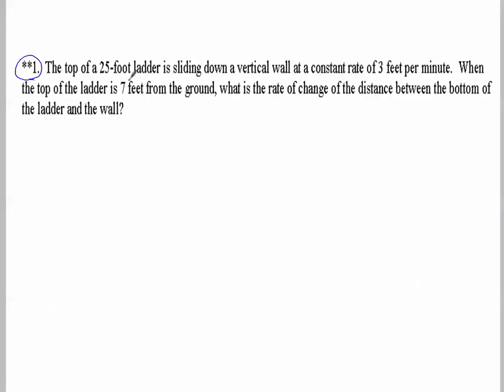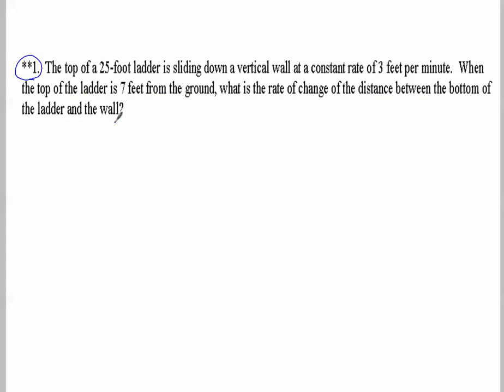The top of a 25-foot ladder is sliding down a vertical wall at a constant rate of 3 feet per minute. When the top of the ladder is 7 feet from the ground, what is the rate of change of the distance between the bottom of the ladder and the wall?